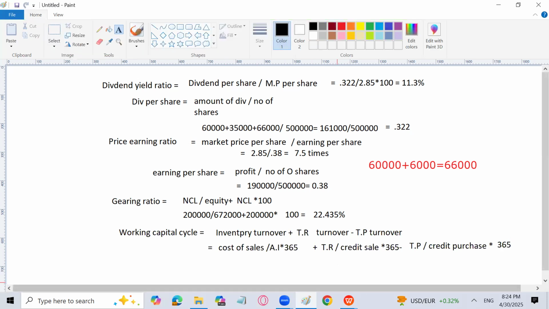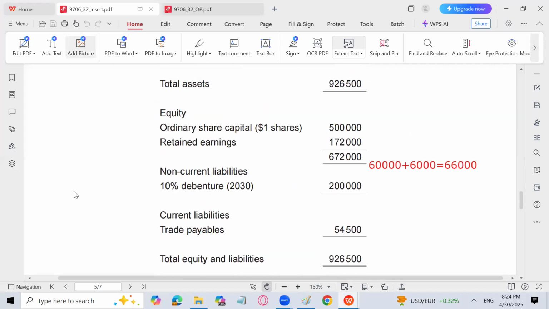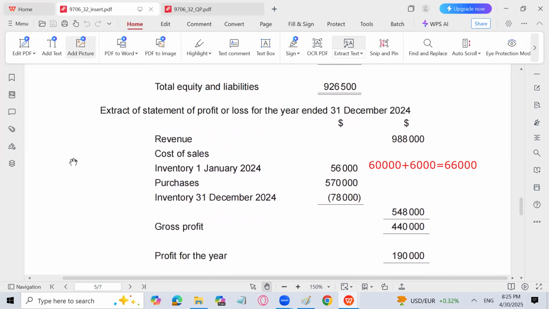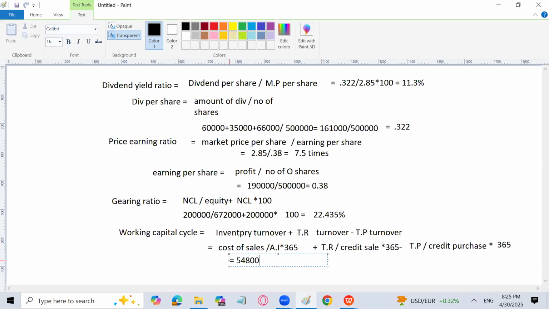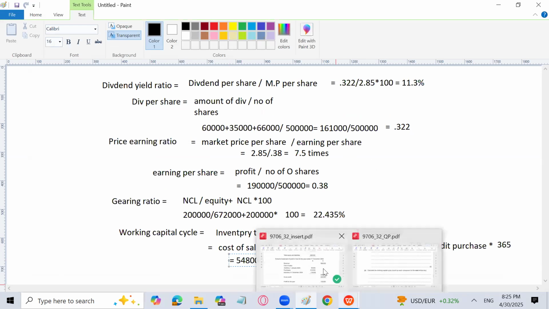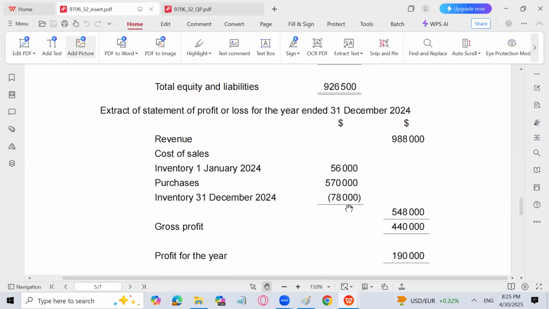Let's put the values in the formula. Cost of sales. Let's see what is the cost of sales given in the question. Yes, it is given here. Cost of sales is 5,48,000. So I will write here 548,000 divided by average inventory. Average inventory is opening inventory plus closing inventory divided by 2. So opening inventory 56,000 plus closing inventory 78,000 divided by 2, and that is going to be the average inventory. So 56,000 plus 78,000 divided by 2 is going to be 67,000.